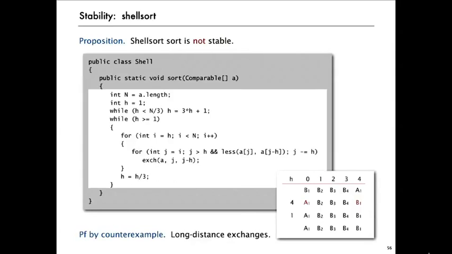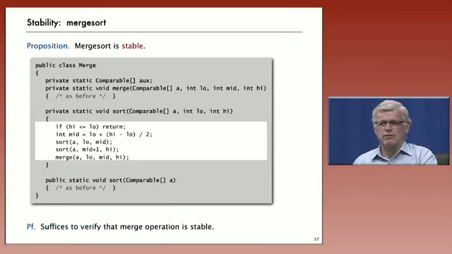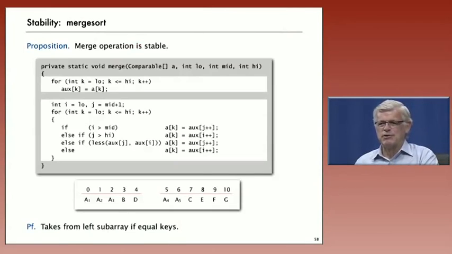Shell sort also has long distance exchanges, so it's not stable. It moves keys past other keys that could be equal. And so it's easy to construct examples showing that selection sort is not stable. And what about merge sort? Merge sort is stable. Well, it's stable as long as the merge operation is stable. And that operation is going to be stable depending on how we code it. And in our code, if the two keys are equal, it takes from the left subarray. So that means that if there are two sets of equal keys, it'll preserve the relative order. And that's enough to show that the merge operation is stable, and then therefore merge sort is stable.